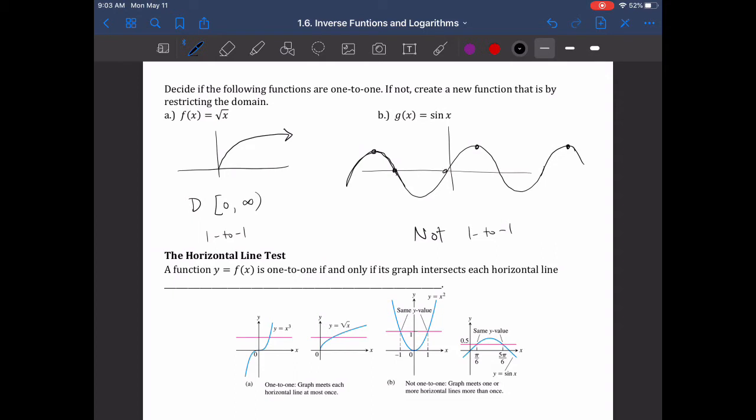Say 0 repeats itself here a lot too. We have all these 0 values. So a lot of the output values are actually repeating. One of the things we're going to do with these, though, as we talked about on the last page, is you can actually restrict the domain.